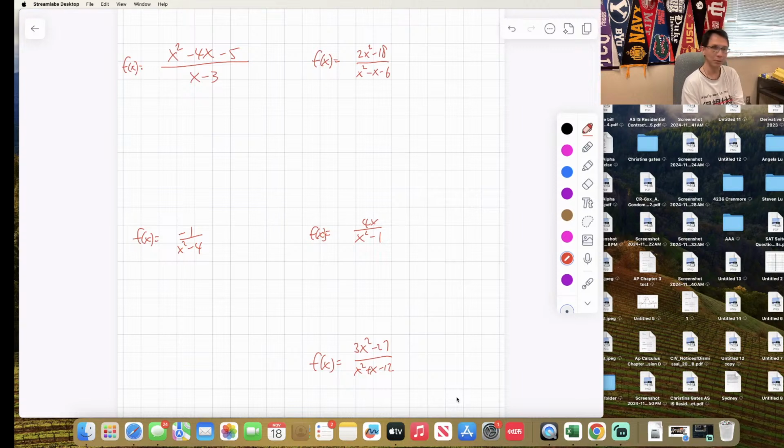Otherwise, you cannot go by symmetry. Only the two graphs here have symmetry, this one in the middle and this one in the middle. All the middle region has symmetry. Yeah, the middle one has symmetry. The other ones don't have symmetry. The one on the top and the one on the bottom have no symmetry. X to the second minus 4x minus 5 over x minus 3 doesn't have symmetry. It has a slant asymptote.